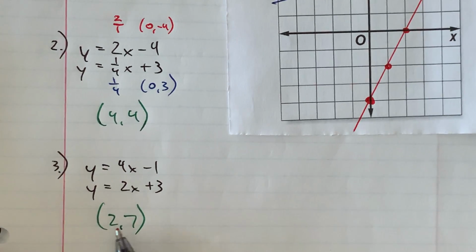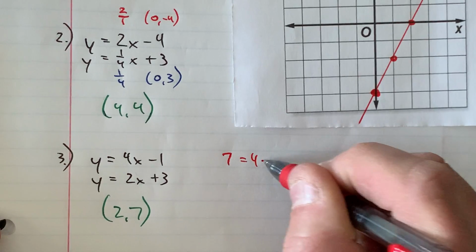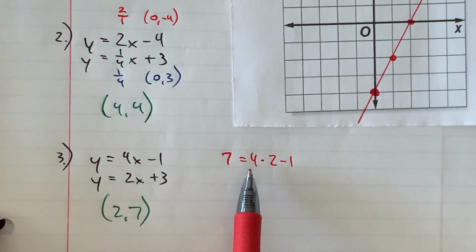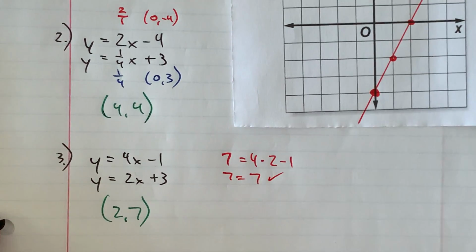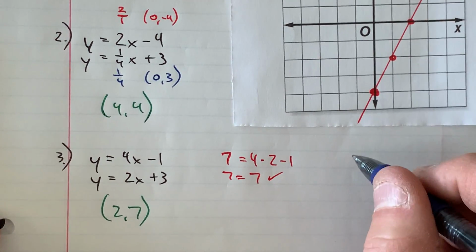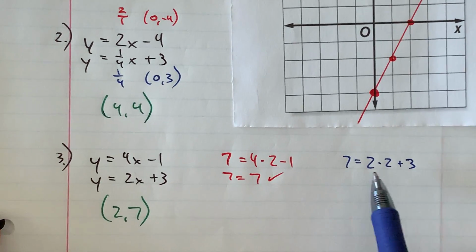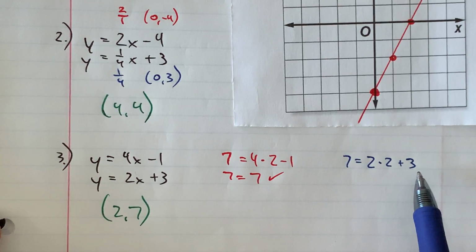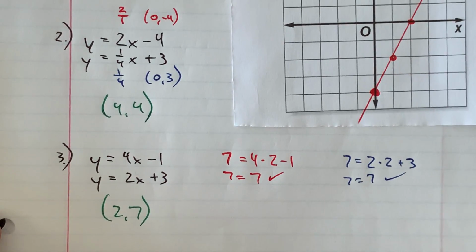All right, so if I plug (2, 7) into this top one, that turns it into 7 equals 4 times 2 minus 1. 4 times 2 is 8. 8 minus 1 is 7. Does 7 equal 7? Yes, it does. But we have to try it with the other one as well. So that turns into 7 equals 2 times 2 plus 3. 2 times 2 is 4. Plus 3 is 7. Does 7 equal 7? Yes, it does. This is a solution.